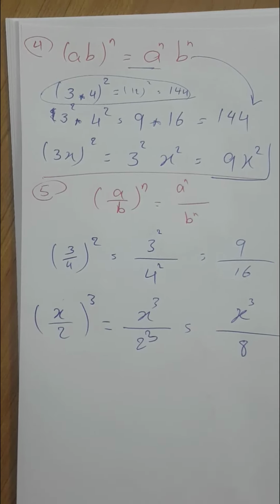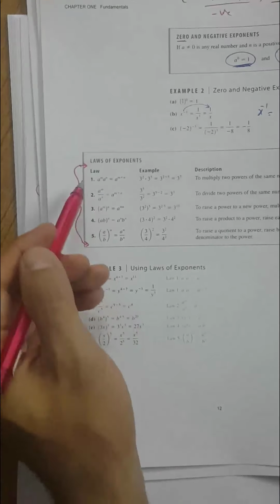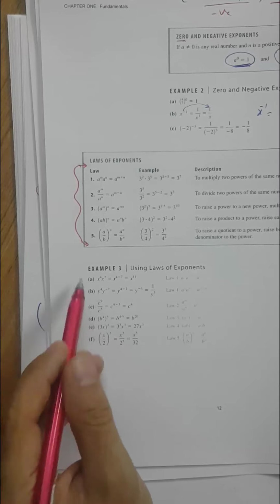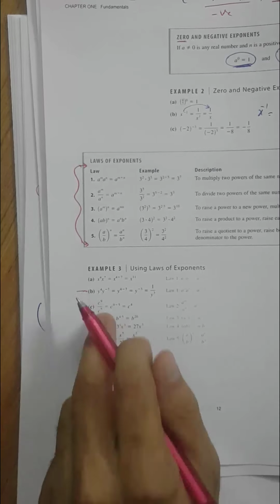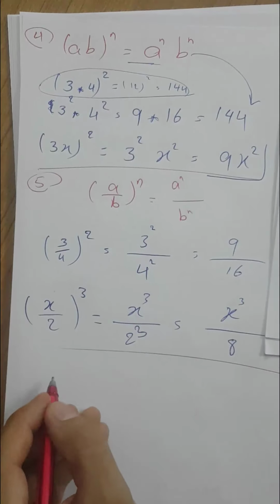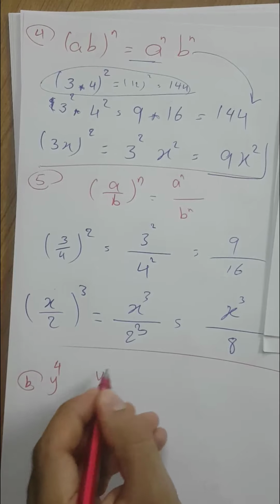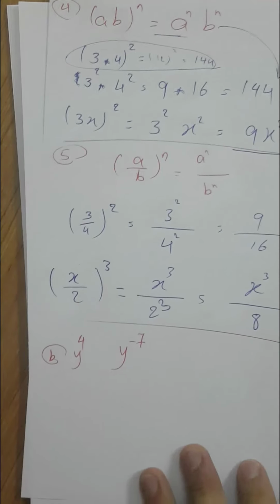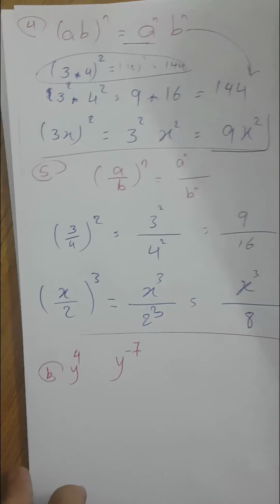That's all we have. Now I apply this rule on an example. Look at number B, for example. I have y to power 4 times y to power minus 7. So how do we deal with this one? That's the application that I mean. Do not memorize the rules, just try to apply them.